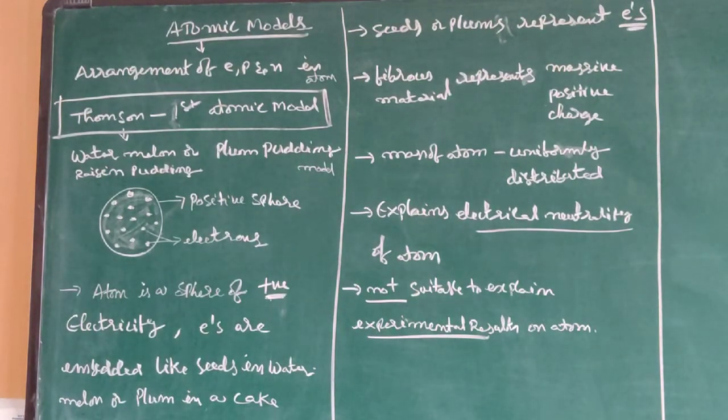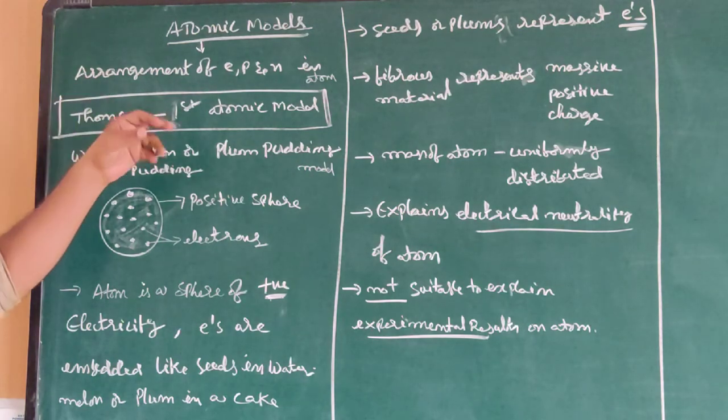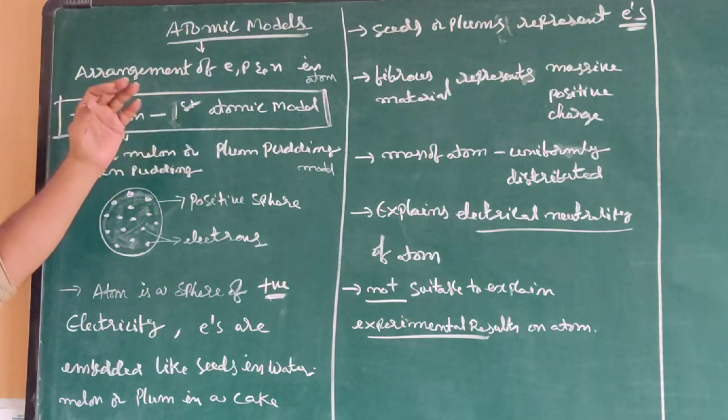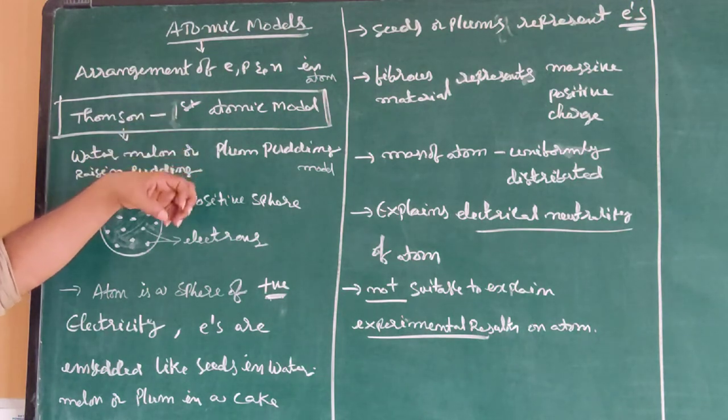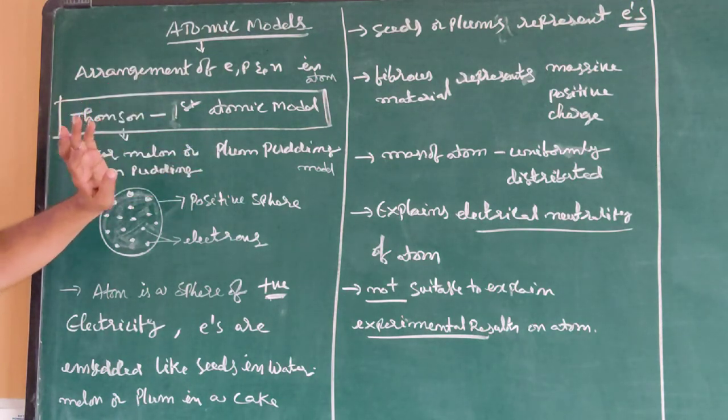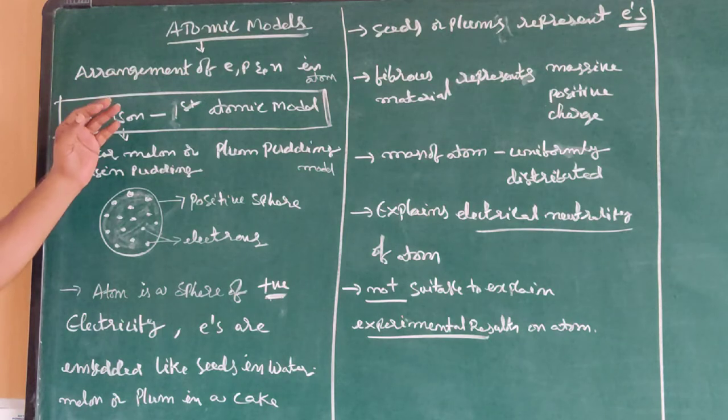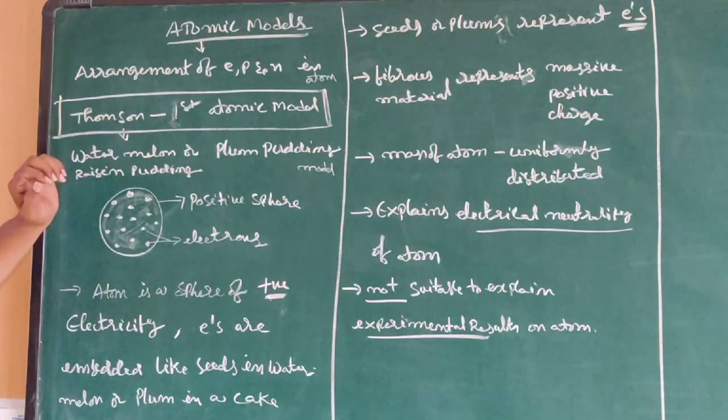Atomic models. The systematic arrangement of electrons, protons and neutrons in an atom was explained by atomic models. The first atomic model was proposed by Thomson.